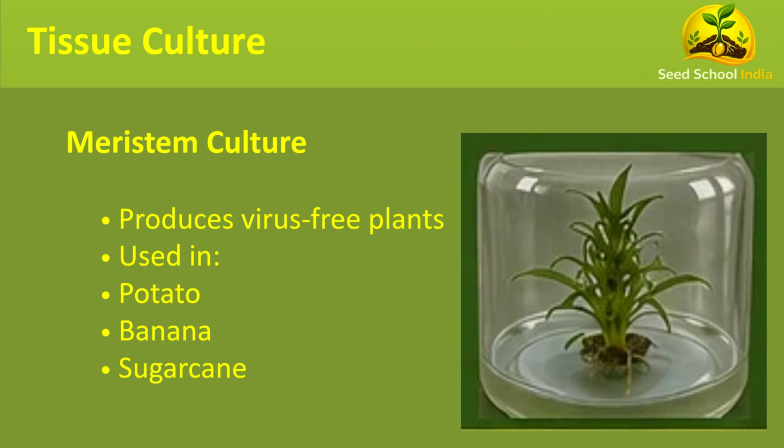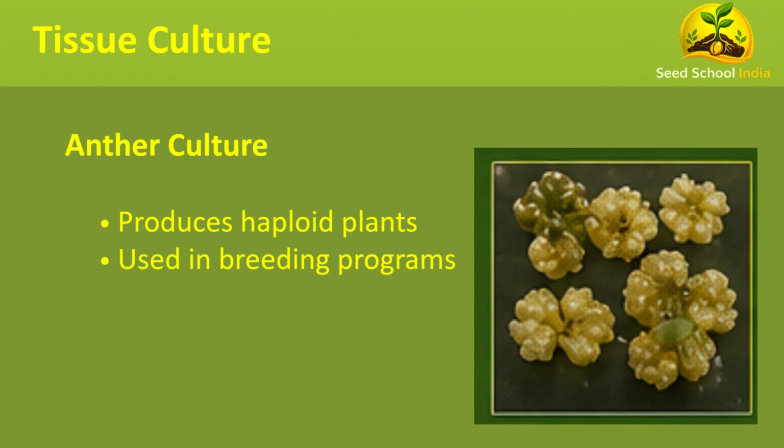Meristem culture uses shoot tips to produce virus-free plants. It is widely used to produce virus-free plants in crops like potato, banana, and sugarcane. Anther culture produces haploid plants. These are useful in plant breeding for developing pure lines quickly.